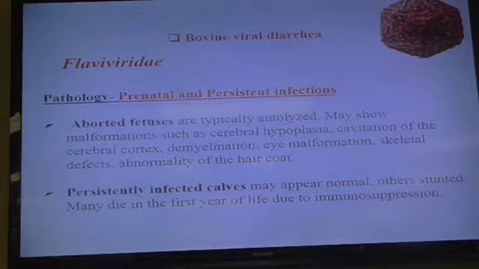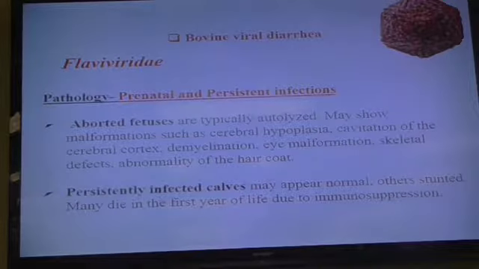Okay, so they're typically autolyzed, and abortion, we said, can occur at any stage of the pregnancy, but usually in the first few days, 50 days. And when there are congenital abnormalities, what you find is cerebral hypoplasia, cavitation of the cerebral cortex, demyelination, eye malformation, etc.